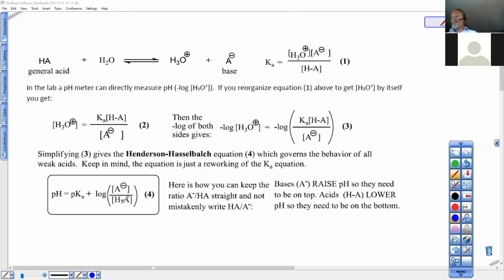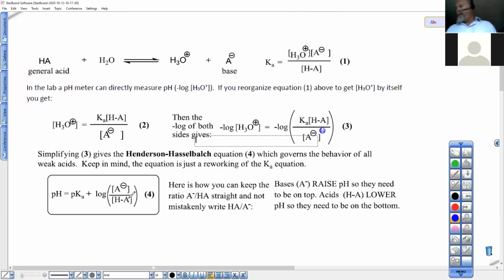So when you have a mixture of a weak acid and a conjugate base, which is always also weak, I'm going to write that down. That seems important. When you have a mixture, am I typing okay? Yeah. Mixture of a weak acid and its conjugate base, which is also weak.